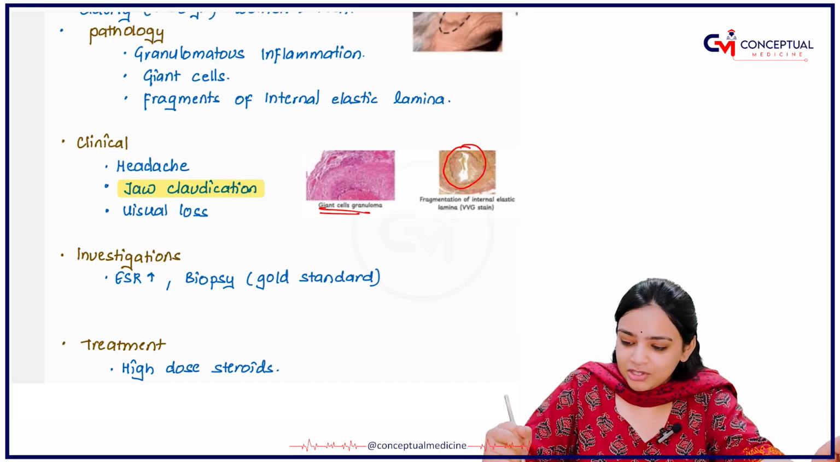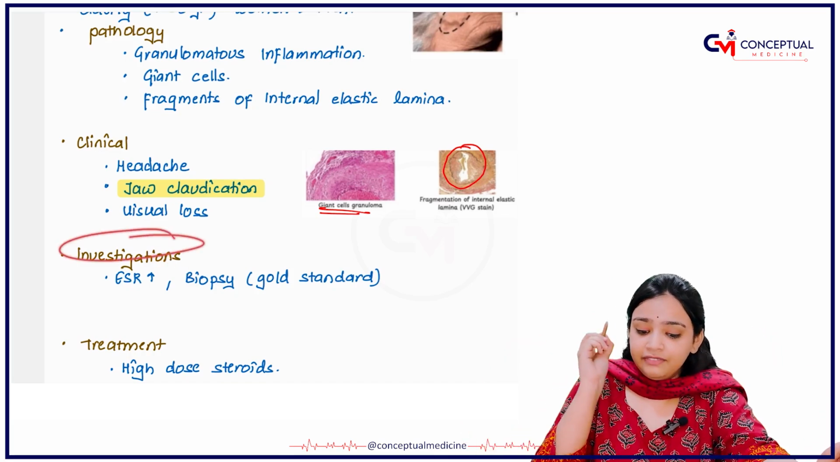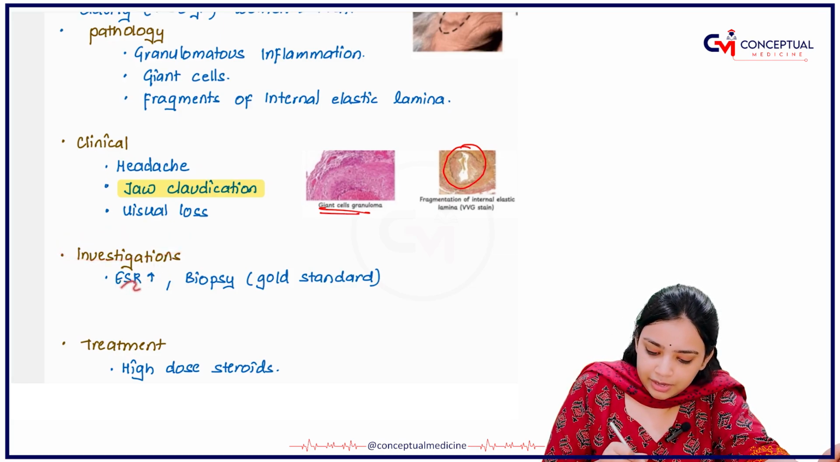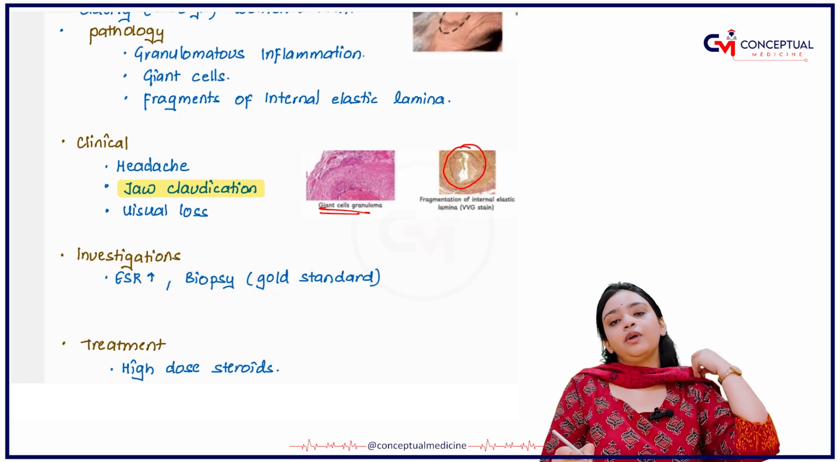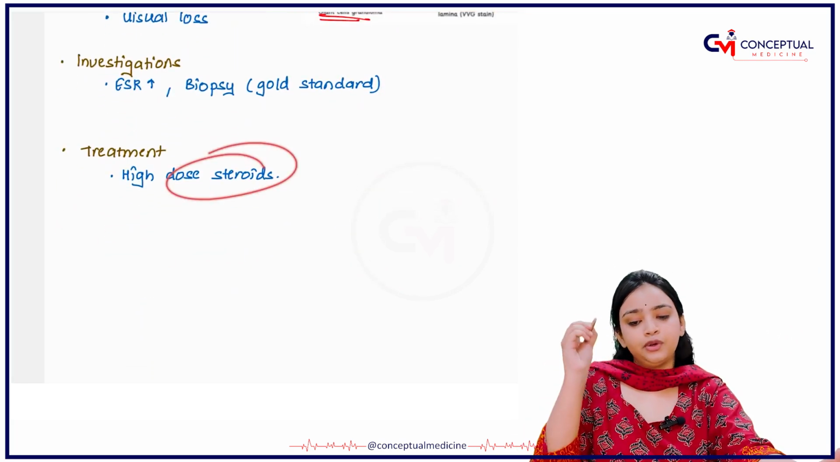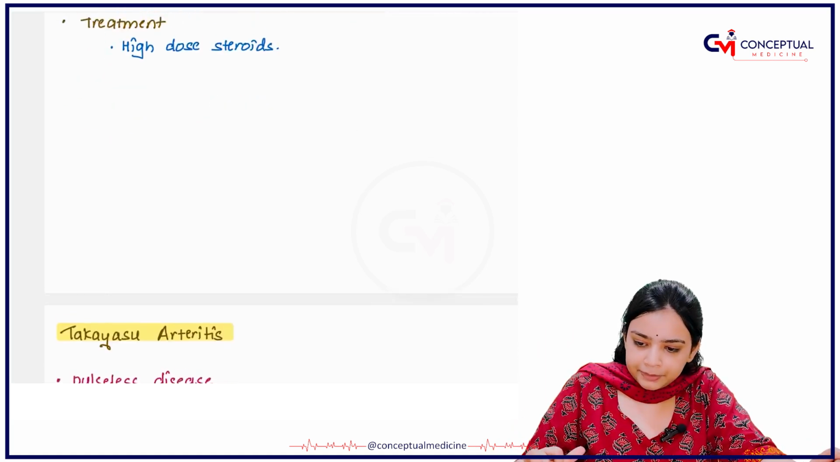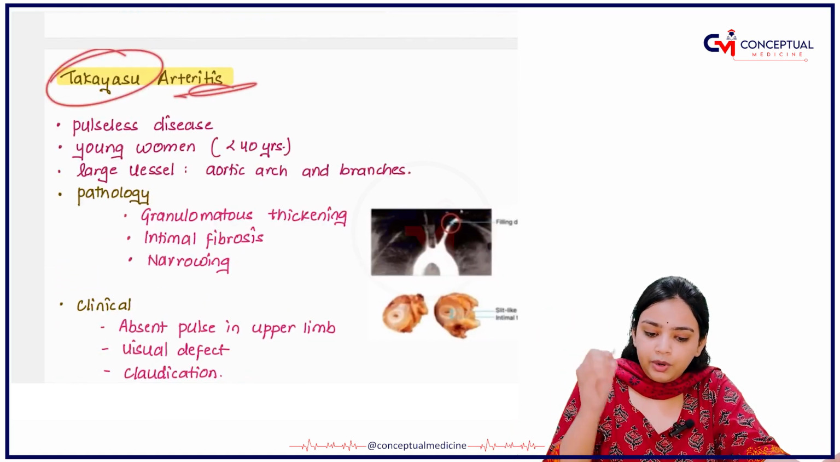Okay. Next you have the investigations. In the investigations, what will you be able to see? The ESR will be raised, and biopsy is the gold standard that you have to do. Treatment is high dose steroids, which we will give to them. Next you have Takayasu arteritis.